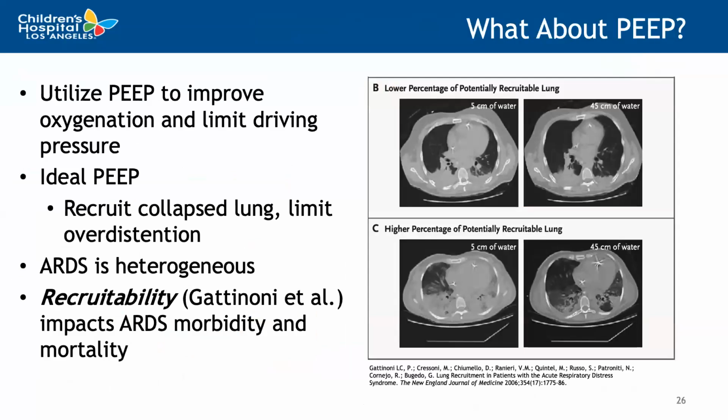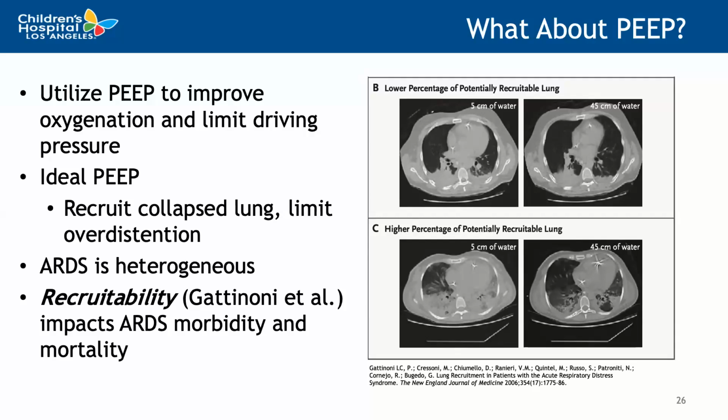So what about PEEP? I think PEEP is a really important and interesting parameter when we think about ARDS. As many of you know, a hallmark of ARDS is this oxygenation abnormality. And PEEP is often utilized to improve oxygenation. And it also allows us to limit our driving pressure and achieve more lung protective ventilation strategies. An ideal PEEP is one that promotes or recruits collapsed lung tissue, but it also has to limit overdistension so that it doesn't cause more barotrauma or hemodynamic changes.